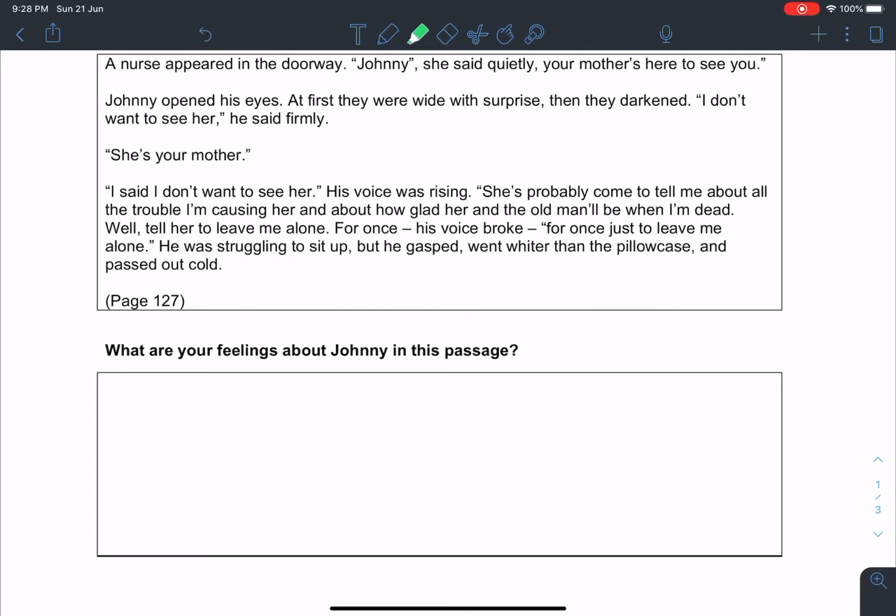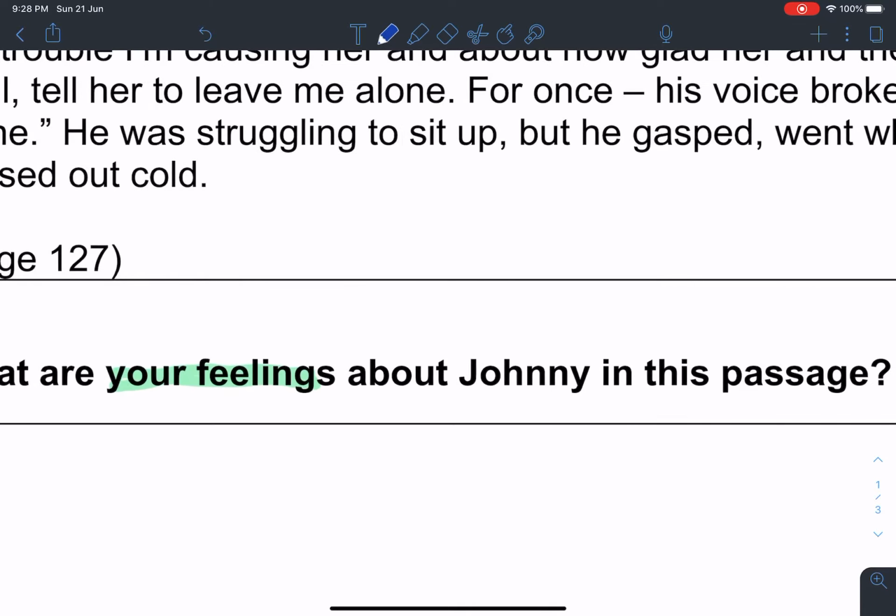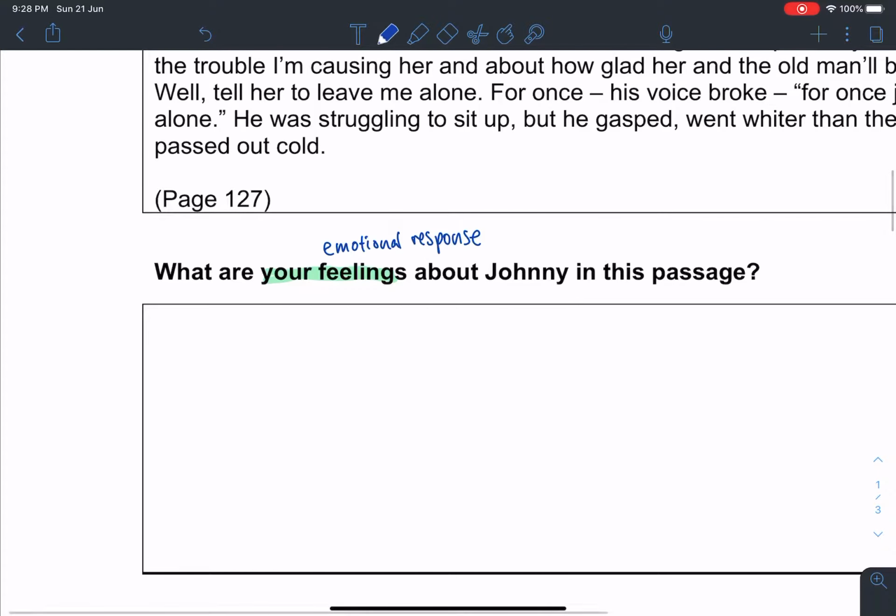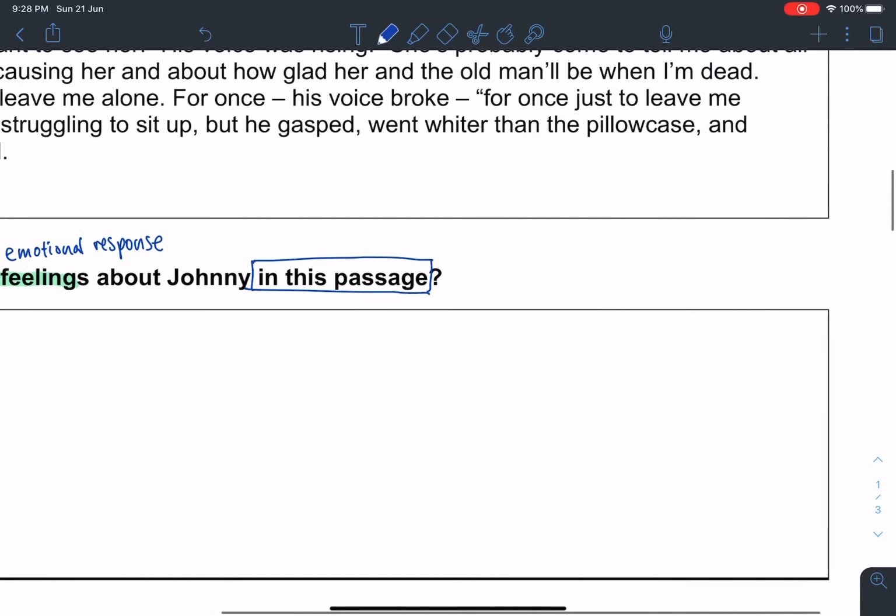What are your feelings? Which means that you need to give me your emotional response. Let me just clarify at this point. For an emotional response, you cannot say I feel Johnny is very sensitive, because that is a characteristic. You need to give me a feeling, and it must be about your feeling. Okay, in this passage means that we must focus on the passage.